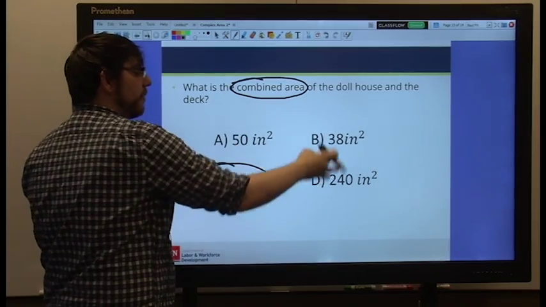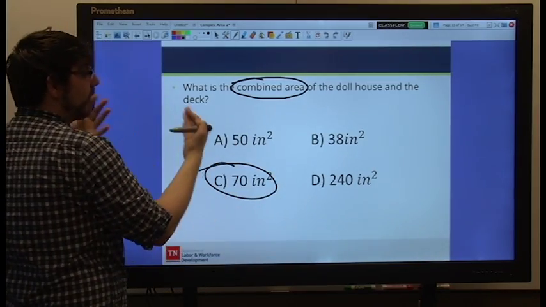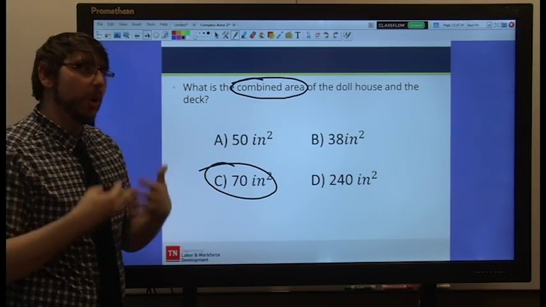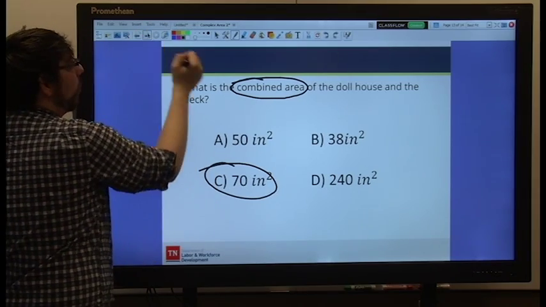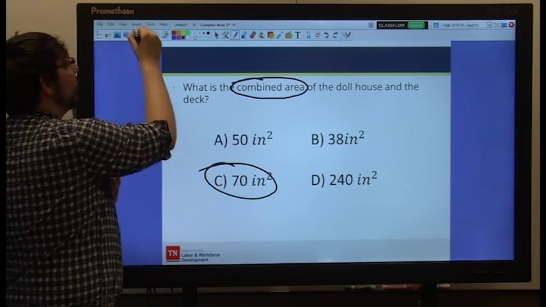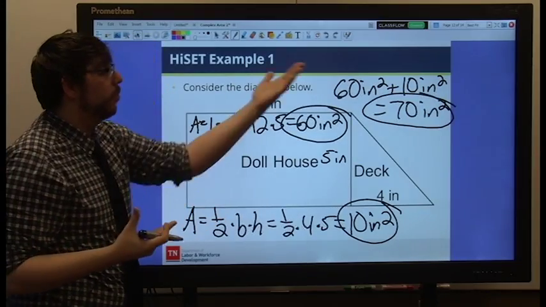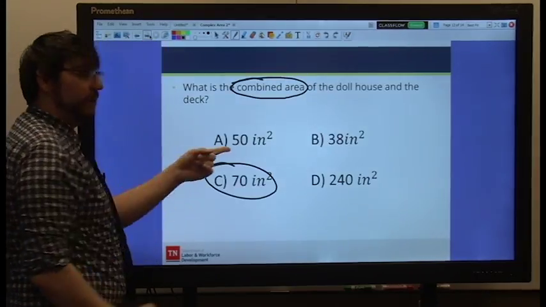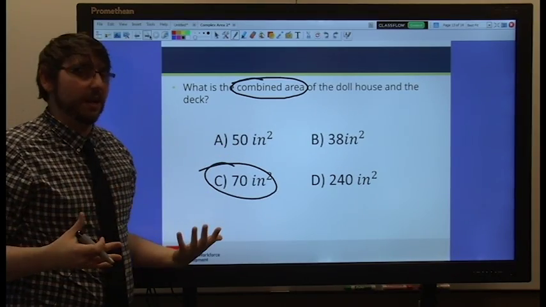But where in the world did some of these come from? To start off with A, we have 50 inches squared. Where could that number have come from? Well, we know it's saying combined area, which means we should add them together. Well, if you had accidentally subtracted them, what is 60 minus 10? 50. So that's where the incorrect answer of A comes from.